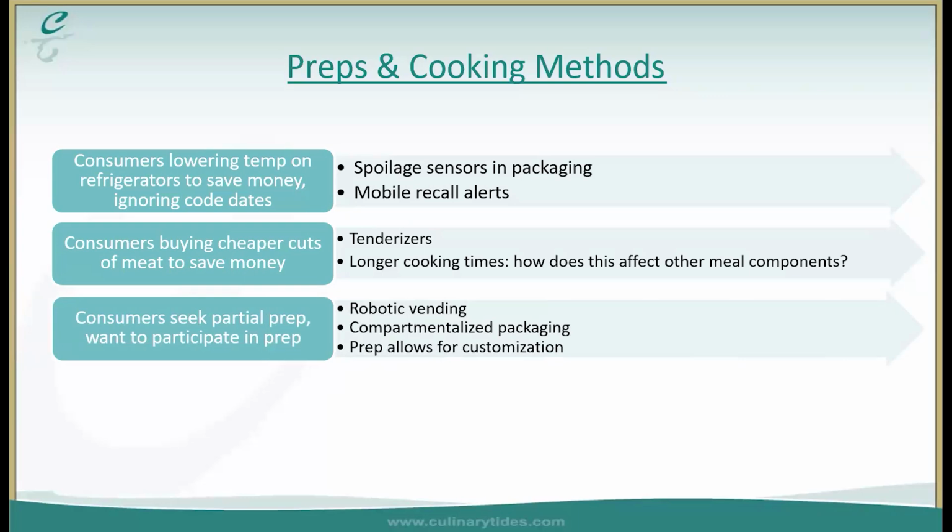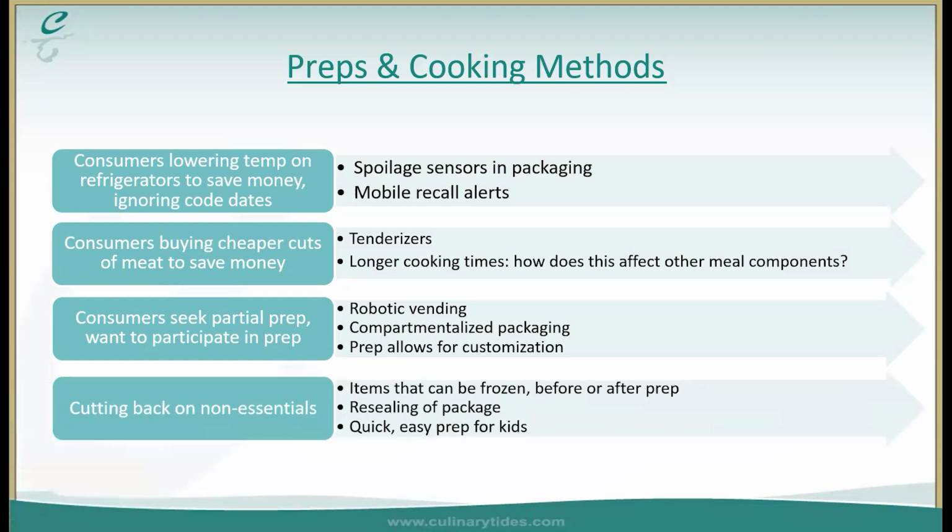Consumers are also seeking partial prep. They want to participate in the prep, but they also want to save time. That's where robotic vending comes in, compartmentalized packaging, and also prep that allows for customization of the product. So a classic would be yogurt that has toppings, right? So it's a compartmentalized package, and the consumer gets to participate and personalize the item.